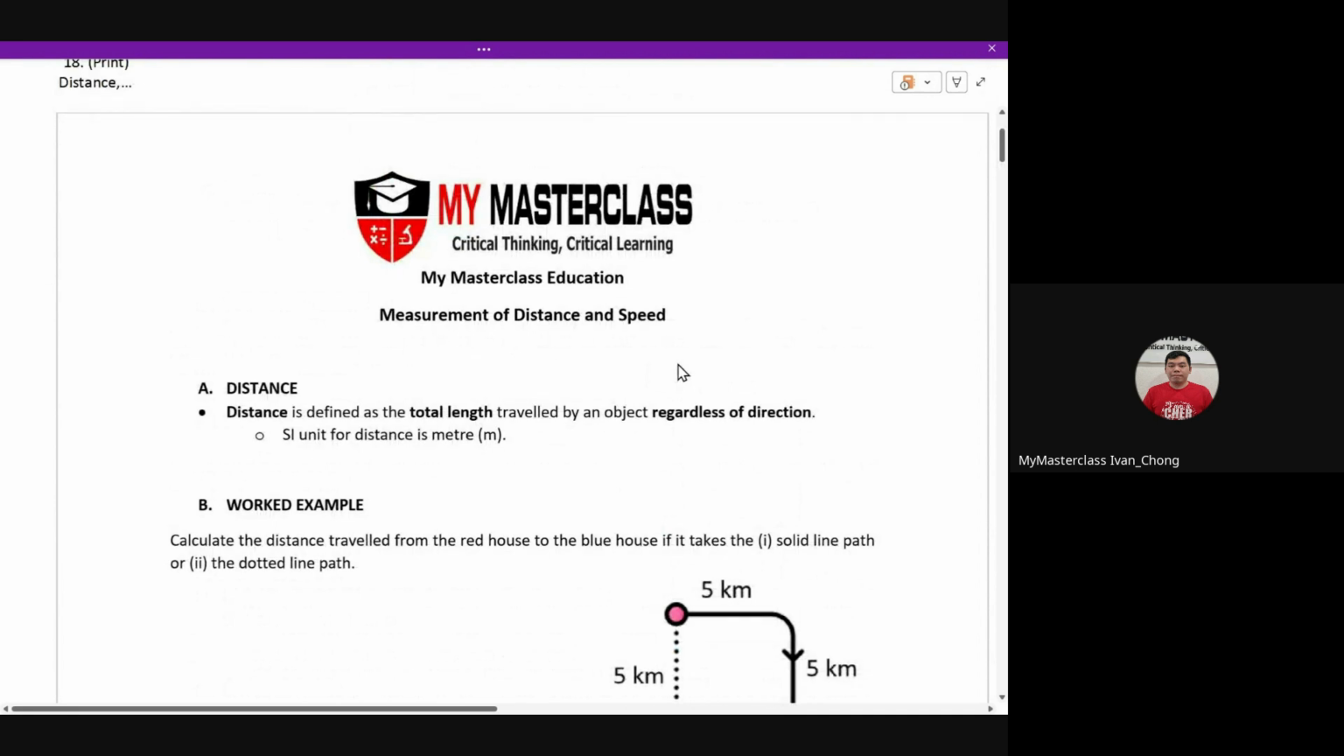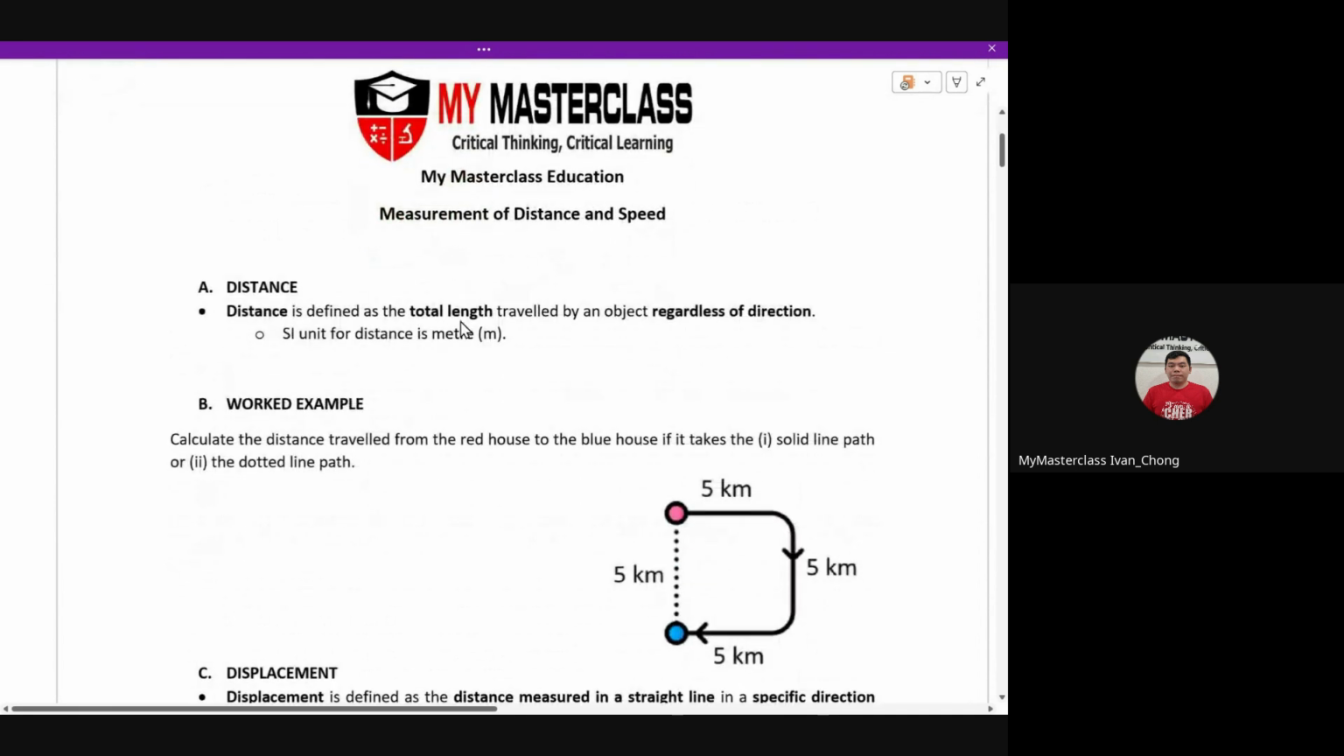Okay, so first things first is your distance. Now, your distance is basically just the length of your distance traveled, basically how far you move, regardless of the direction. So I don't always need to just move in a very nice straight line. I can actually move up and down, up and down like this. This all will be considered as distance.